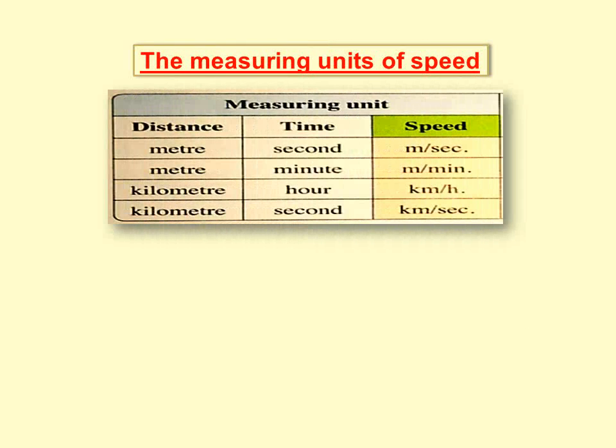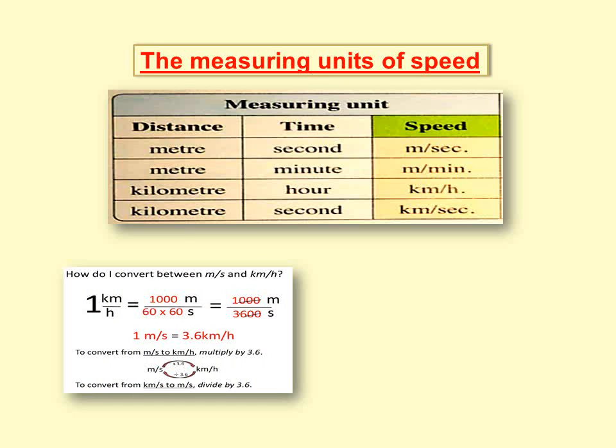Okay, the measuring units of speed. We take the rule distance over time. So if we have distance in meter and the time in second, the unit of measuring speed is meter per second. The other one, distance in meter and time in minute, so the speed is meter per minute. Kilometer and time in hour, so we have speed kilometer per hour. If we take kilometer in distance and the time in second, we have speed kilometer per second.